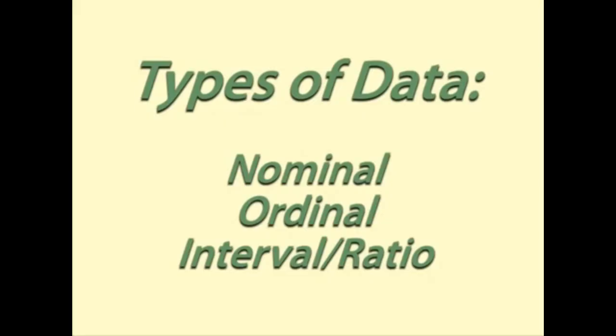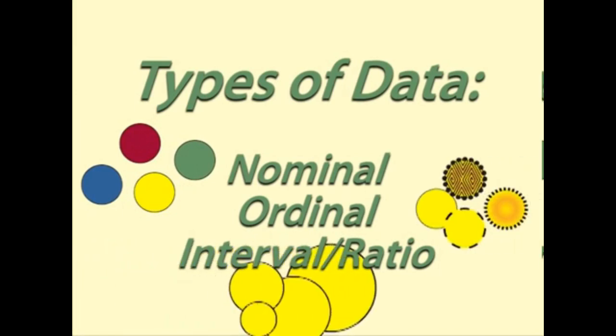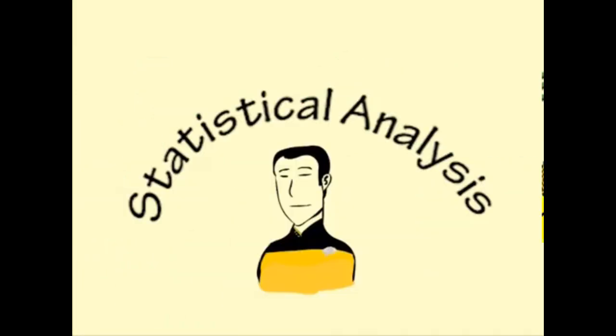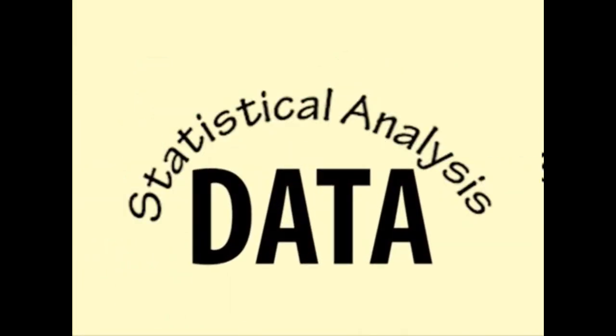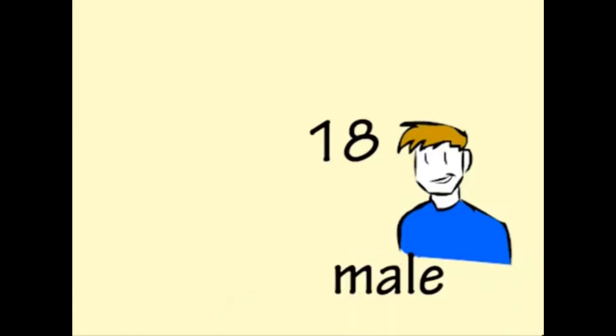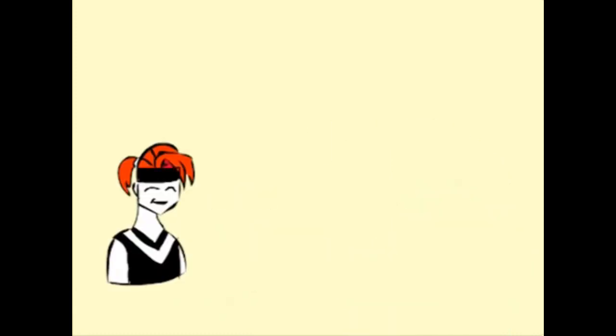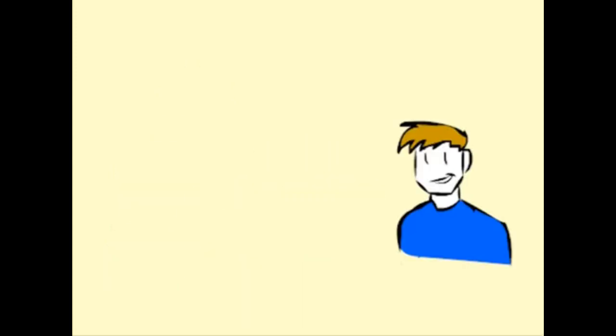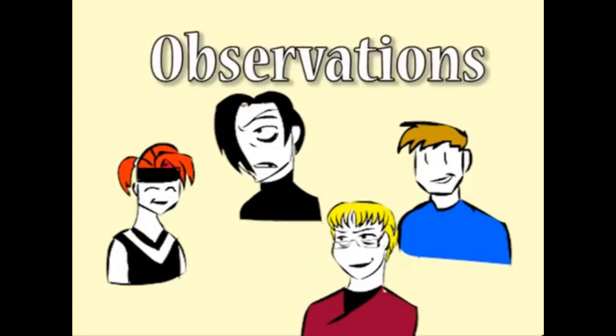Types of data: nominal, ordinal, interval, ratio. Data is central to statistical analysis. When we wish to find out more about a phenomenon or process, we collect data. Usually, we collect several measures on each person or thing of interest. Each thing we collect data about is called an observation.